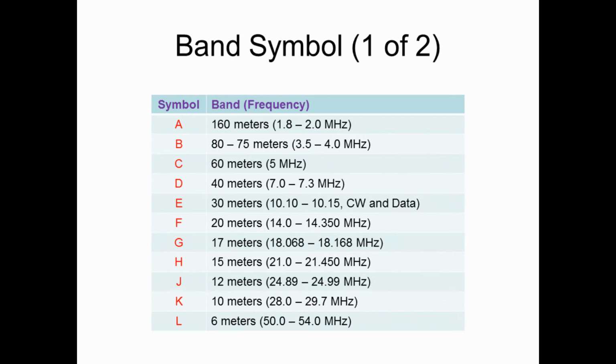Now that we've defined the first 3 symbols of the net naming schema, the fourth symbol defines the band or frequency on which the net is operating. Alpha denotes the 160 meter band, Bravo the 80 to 75 meter band, Charlie the 60 meter band, Delta the 40 meter band, Echo the 30 meter band, Foxtrot the 20 meter band, Golf the 17 meter band, Hotel the 15 meter band, Juliet the 12 meter band, Kilo the 10 meter band, Lima the 6 meter band.